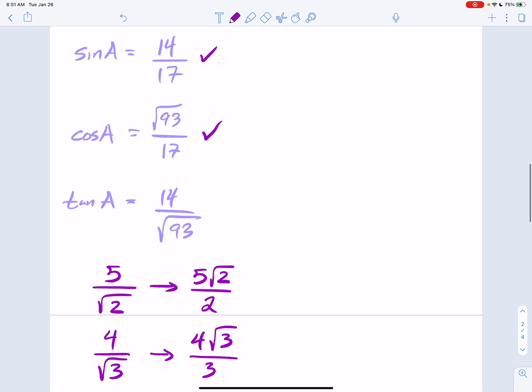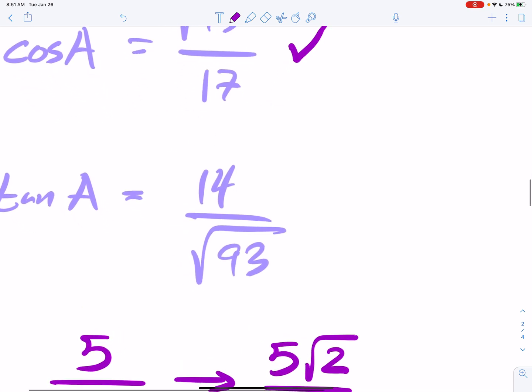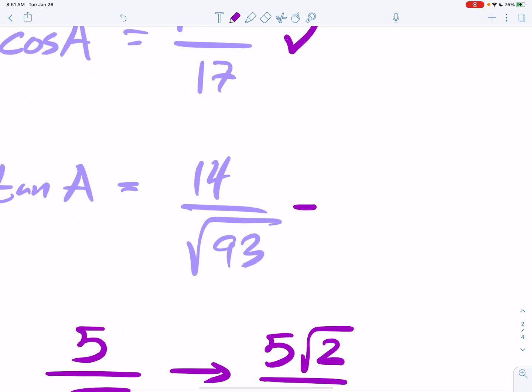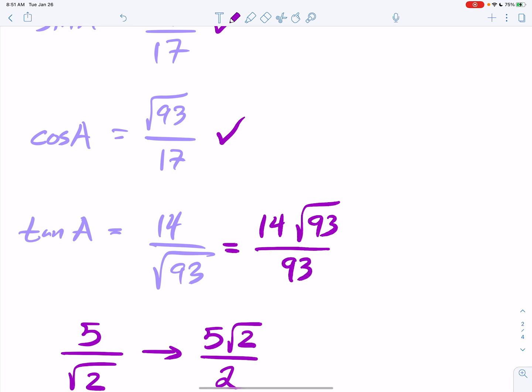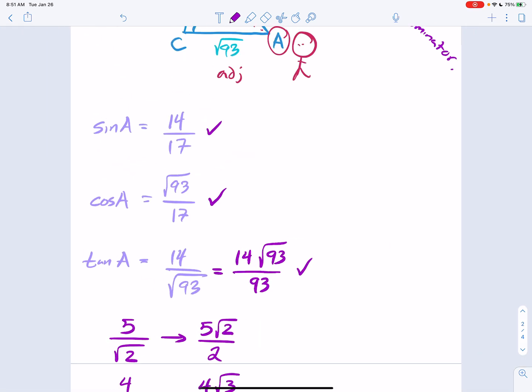Okay, so how do I rationalize this one right here? That's the same thing as 14 radical 93 over 93. Now, I know some of you guys say square root. You guys can say square root too, okay? You can use square root or radical interchangeably. So those are just synonyms, okay? So now we're good.